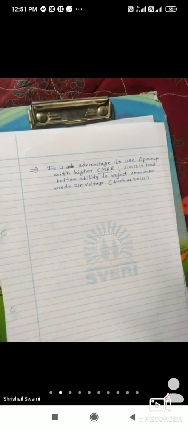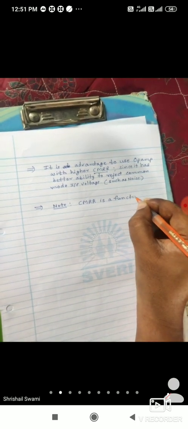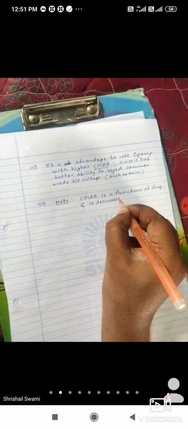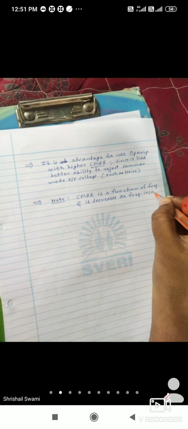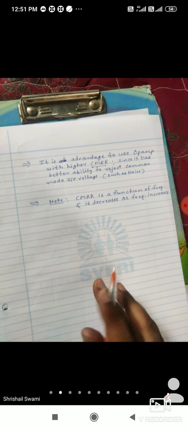CMRR is a function of frequency and it decreases with an increase in frequency. This is a note point you can remember. CMRR is a function of frequency, and CMRR will decrease as frequency increases. As the frequency increases, the CMRR ratio decreases. This is the note point you can remember.